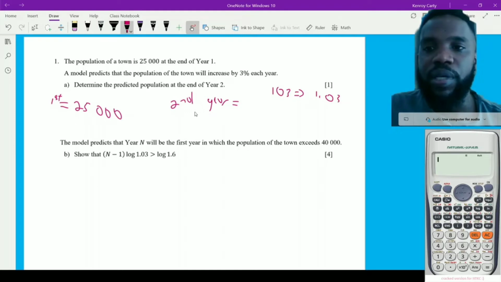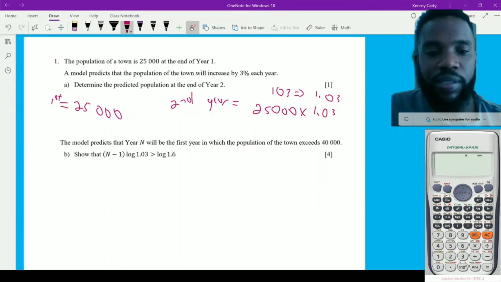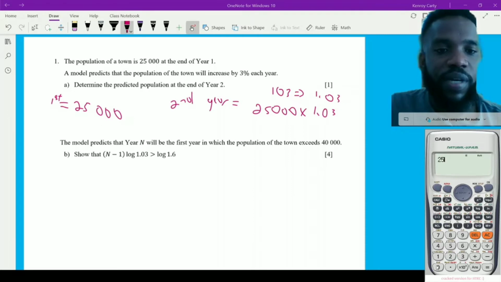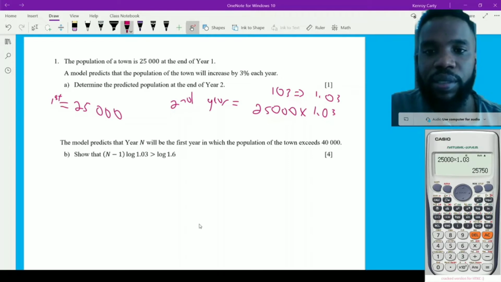So all I need to do is to take the population for the first year. To increase it by 3%, I simply multiply it by 1.03. So it's going to be 25,000 times 1.03. Alright, of course here we have our calculator open. So I'm going to have 25,000 times 1.03. That gives me $25,750.